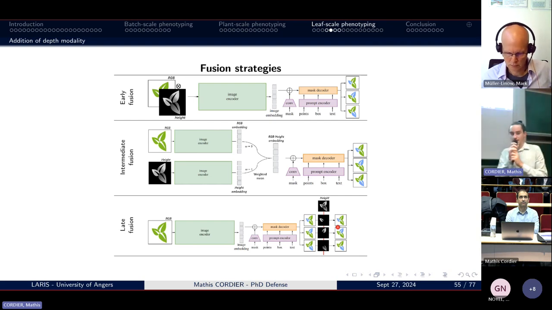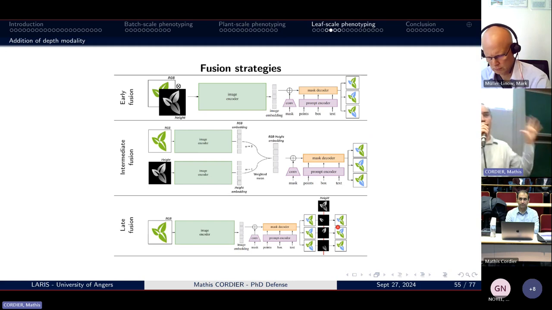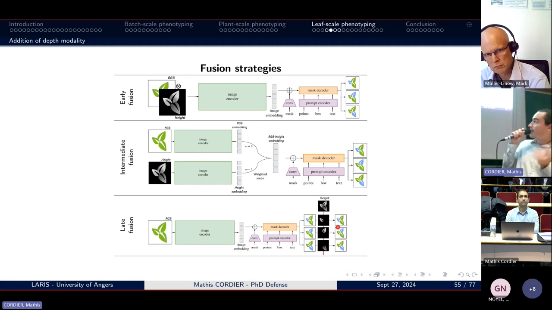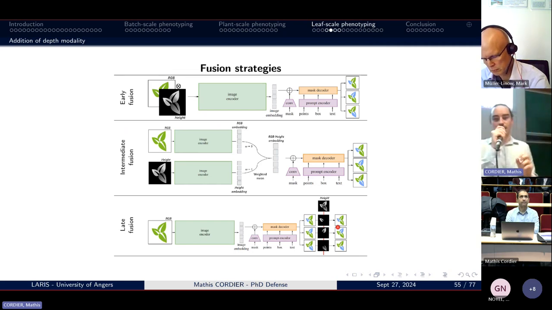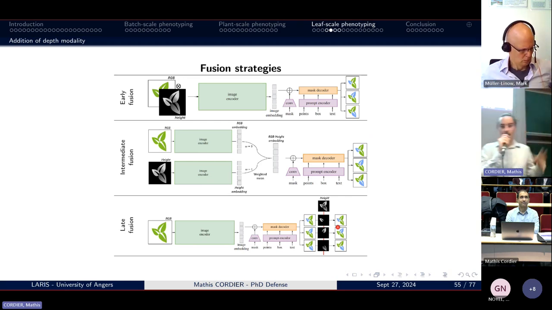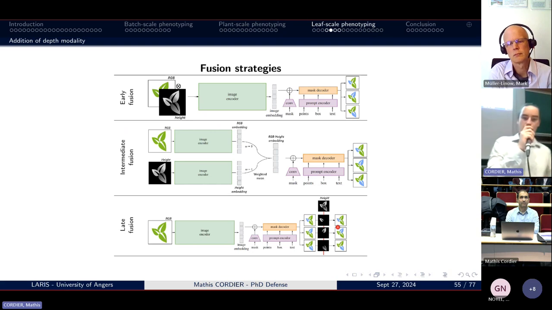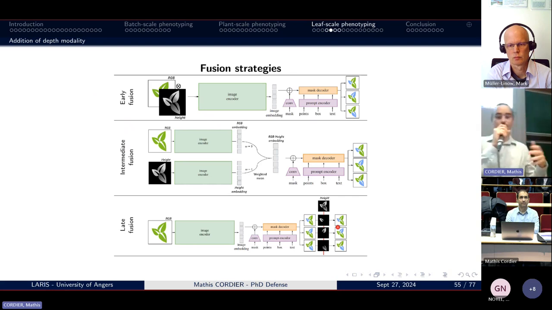A second approach here is the intermediate fusion. Here we encode in parallel RGB and depth information. With that, we are able to extract RGB embedding and height embedding, and we fuse them in the middle of the Segment Anything Model to be able then to use the original mask decoder of the Segment Anything Model. And the last approach here is the late fusion. Here we use the original SAM on RGB images, and we use the height maps to filter the instances produced by SAM, and get only the instances which have a sufficient height.